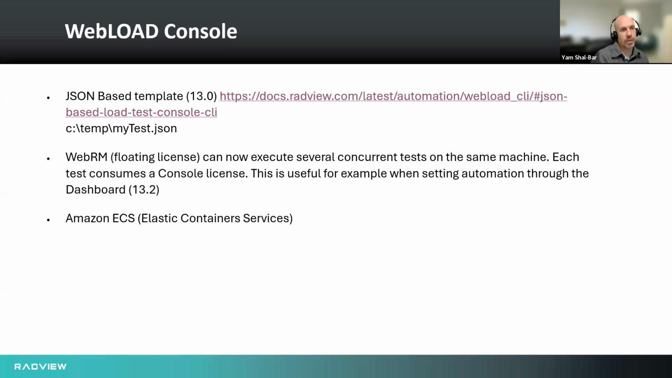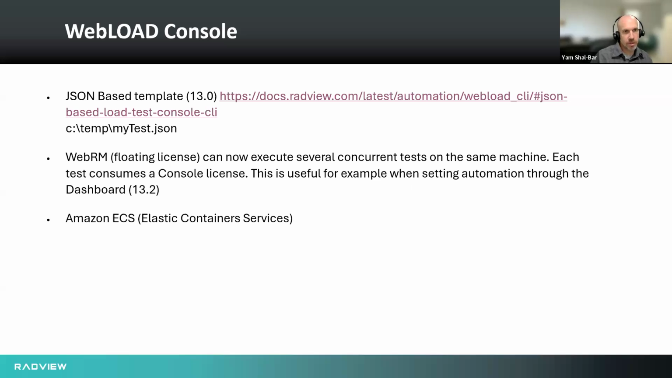It's not going to block if we have two tests running concurrently on the same machine. It's still going to work. Obviously, it is using the license. So if you have a three-console license, you can run three concurrent tests. If you try to run another test, either on that console or on a different console, it's going to say that you don't have enough licenses for that. So that's the concurrent testing capability.